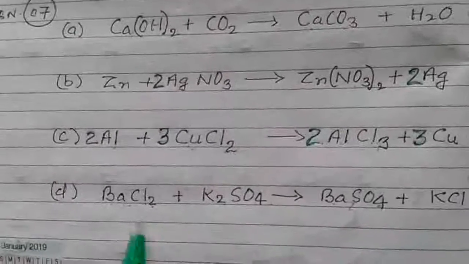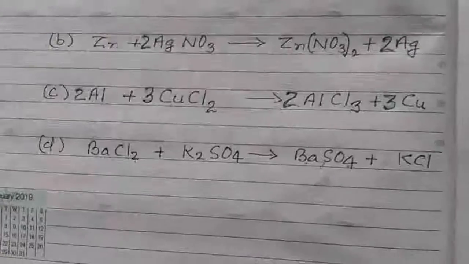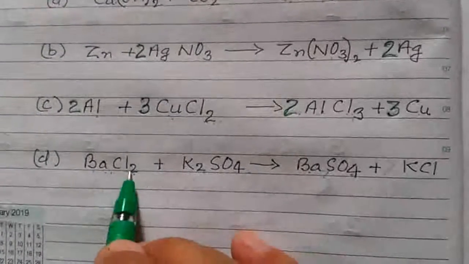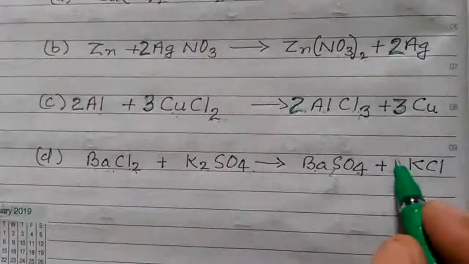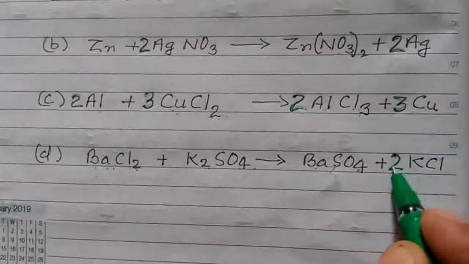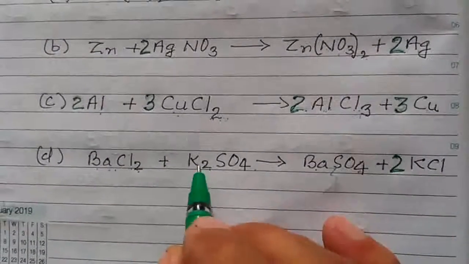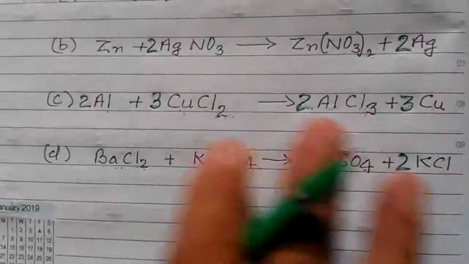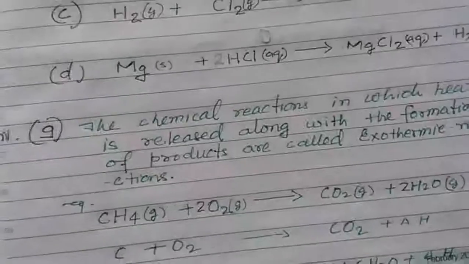So in this way, if you balance, you will see that chlorine is 2 here, but chlorine is 1 there. So when you take 2 molecules of potassium chloride, it will be balanced. Again 2 potassium, 2 potassium. So in this way, your question will be balanced.